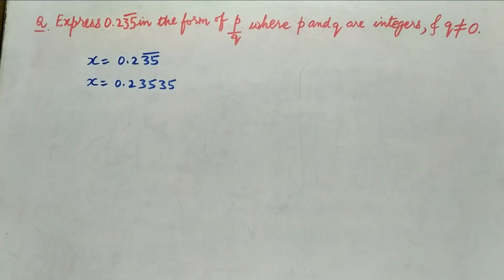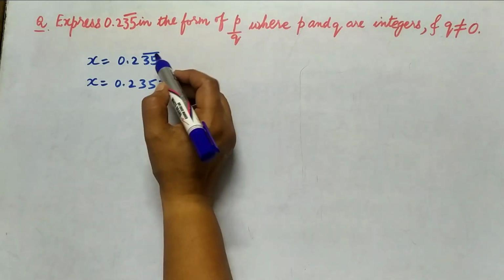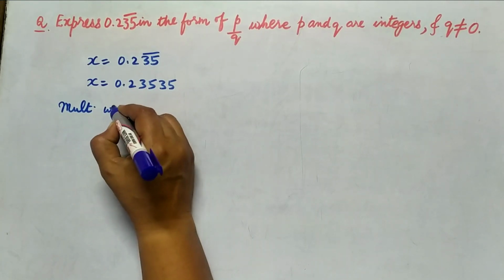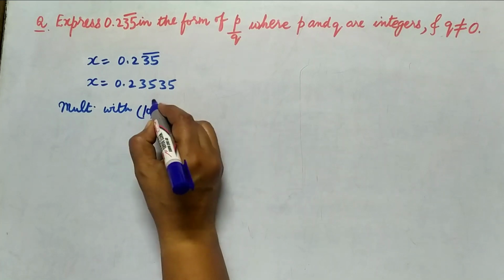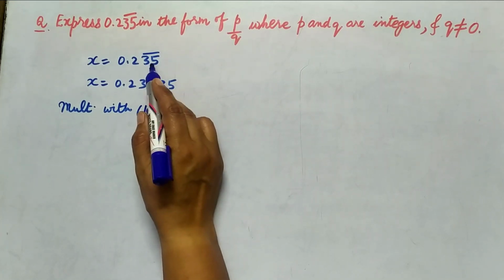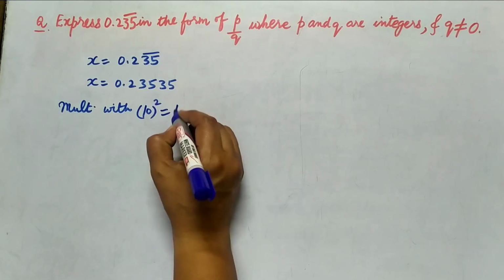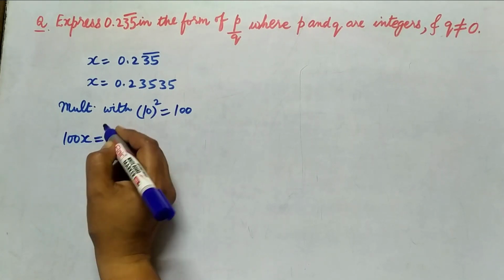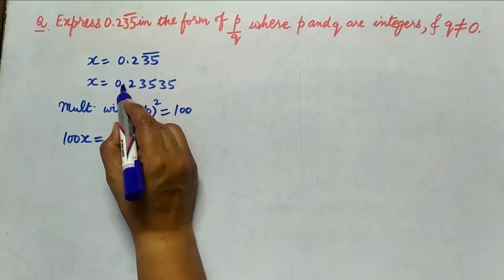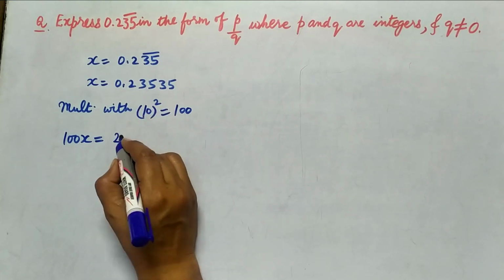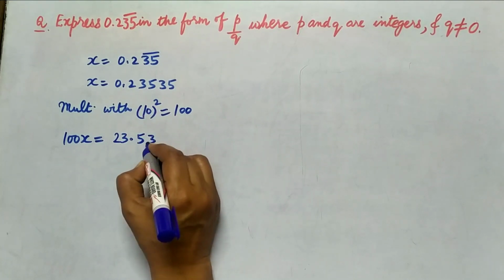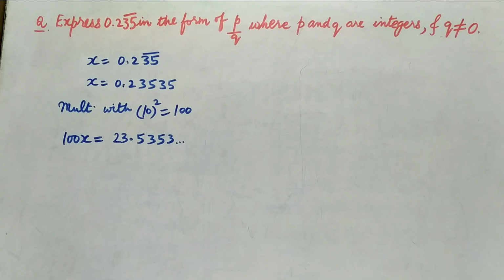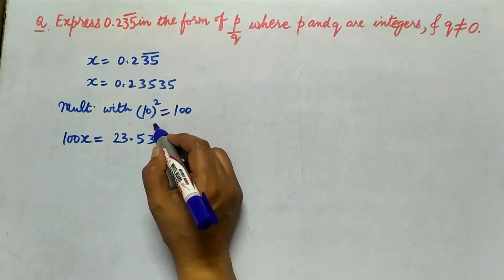Now we have to multiply with a power of 10. Because two digits are recurring, we will multiply with 10 raised to power 2, that is 100. It becomes left hand side 100x, and on the right hand side the decimal shifts two places, 23.5353 and so on. This is the multiplication by powers of 10.